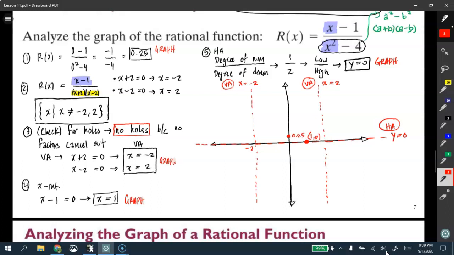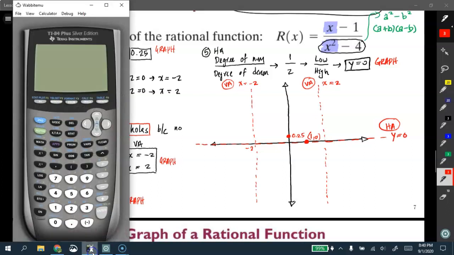Now, we've got everything ready to go, and the last step that we basically do, and I'll explain to you how you would be tested on it eventually. The last thing that we do here is we open up a calculator. All right, so you open up to your calculator, you go to y equals, and you're going to go ahead and type the graph into your calculator.